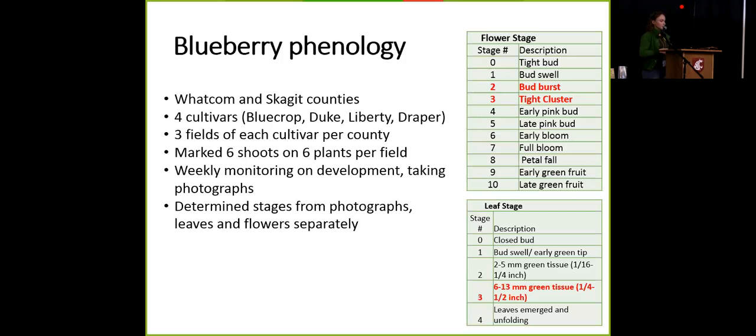So what I did is I wanted to know when the susceptible tissue is available in different cultivars grown in this region. I chose Bluecrop, Duke, Liberty, and Draper, and chose 3 fields of each cultivar in both Whatcom and Skagit County, marked 6 shoots on 6 plants, and did weekly monitoring of the development by taking photographs and then determining the stages on the shoots, the stages of the leaves and flowers.